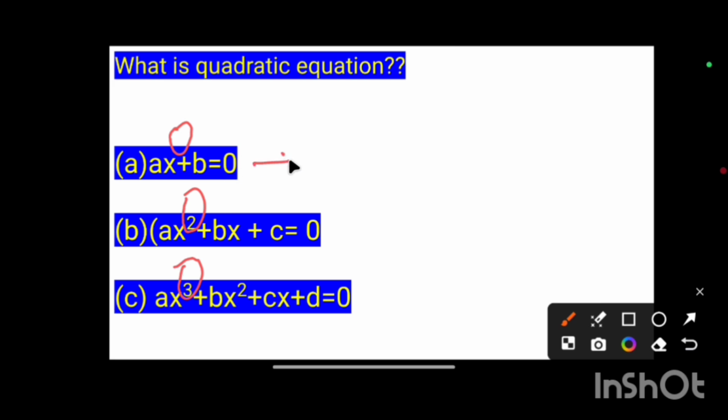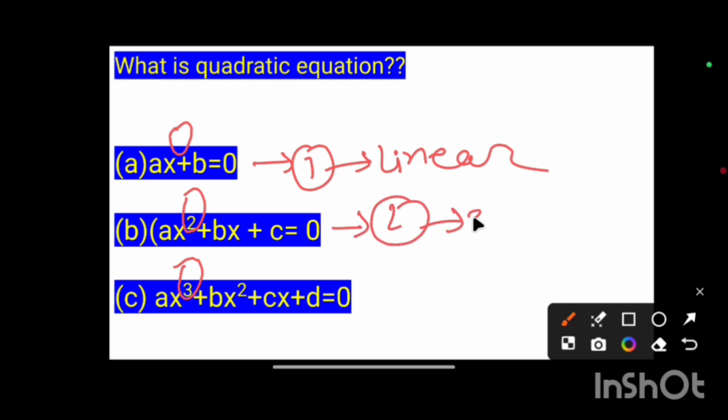Equation A has higher degree 1, so we can say it is a linear equation. In equation B, higher degree is 2, so we can say it is a quadratic equation. And equation C has higher degree 3, so we can say it is a cubic equation.